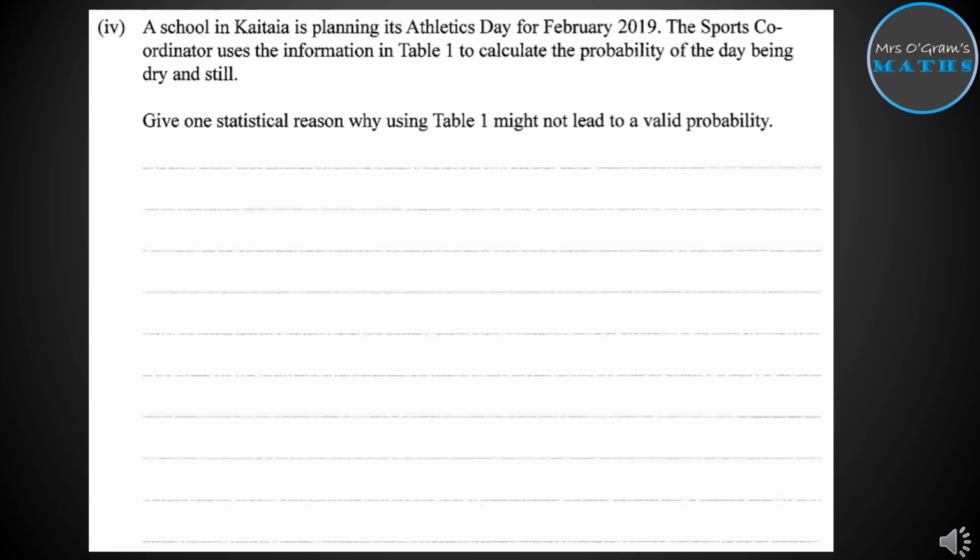So part 4 is saying, can we use table 1 to predict what would happen in February of 2019 for this athletics day? So one statistical reason why that table wouldn't work, well, the table was done as an average of, or rather it's totaling up the number of windy and still days and all of that from the last 7 years from all across the whole of the year. So it's averaging out the effects that you would see, and since February is in the summer, you would expect it to actually have better weather than what is represented by that average in the table. So you write something along those lines.